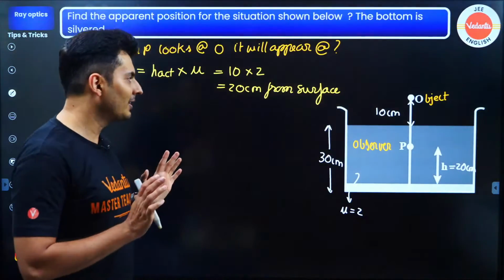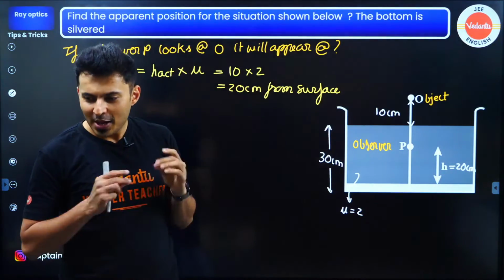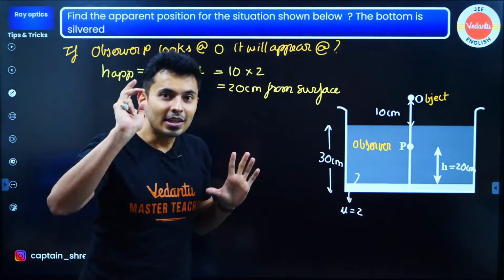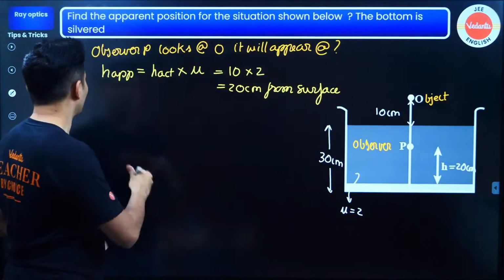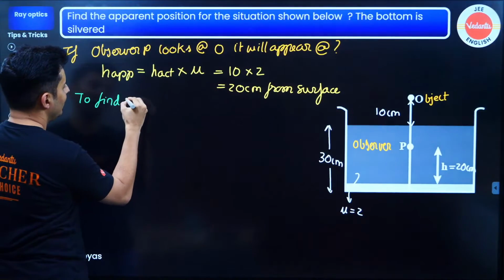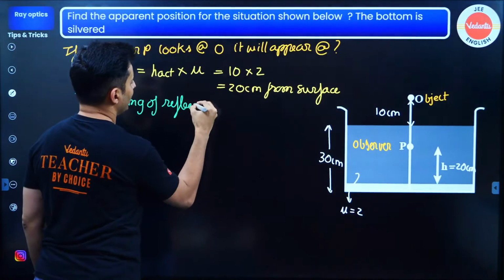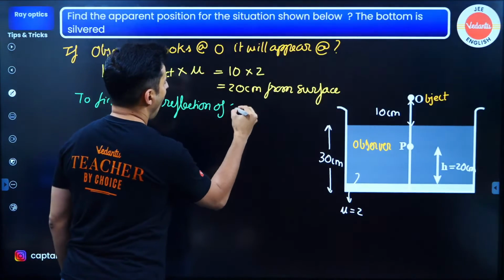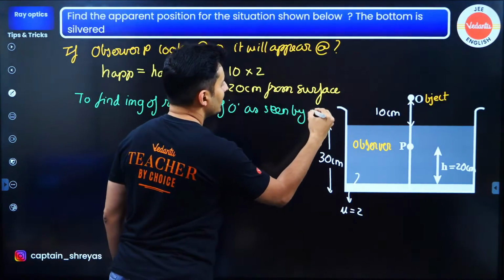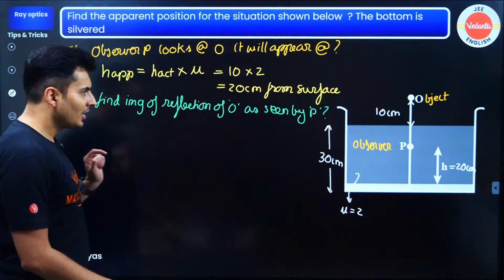Are you ready for solving this question, guys? Everyone with me on this? Okay. Now, here is what you are going to do. To find the image of the reflection of O as seen by P. Okay, that is what our next concern is.